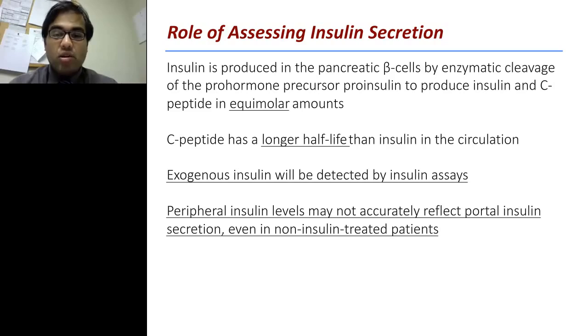C-peptide has a longer half-life than insulin in the circulation, and one problem with insulin assays is that the exogenous insulin will be detected by the insulin assay. So if an individual is already on insulin, this makes it challenging to assess their insulin levels. And peripheral insulin levels may not accurately reflect what is really the important feature, which is the liver or portal insulin secretion. And this is the case even in non-insulin treated patients.